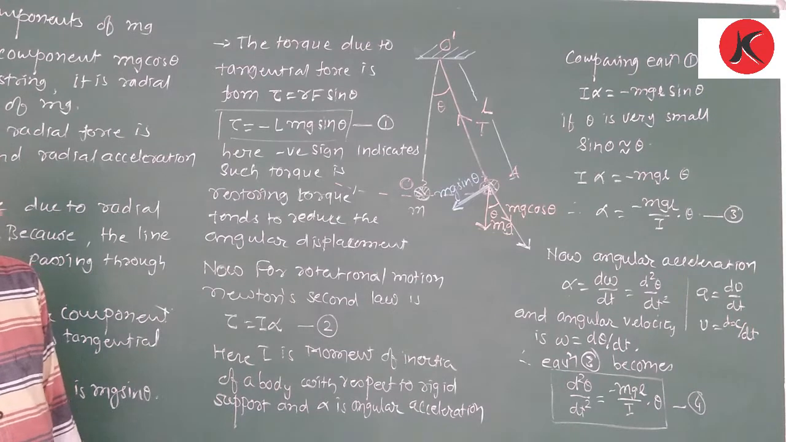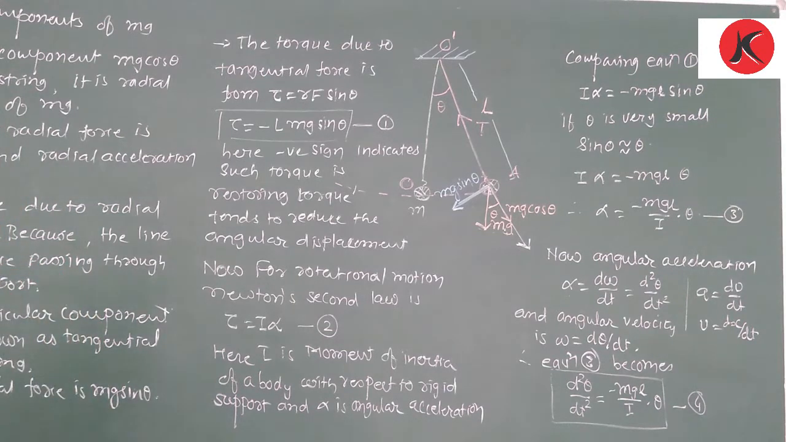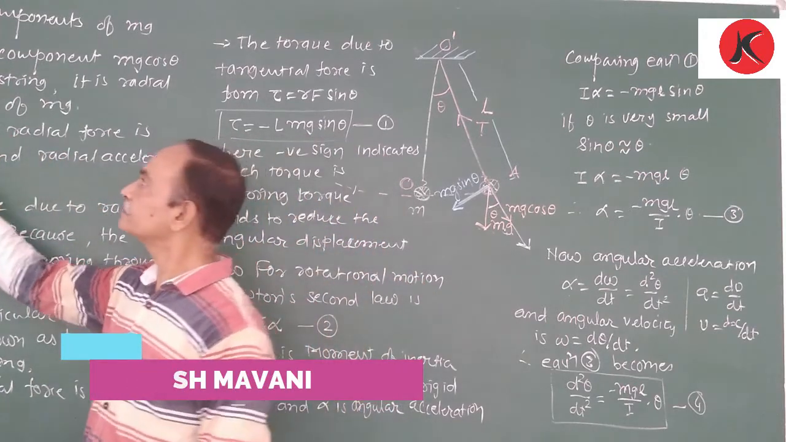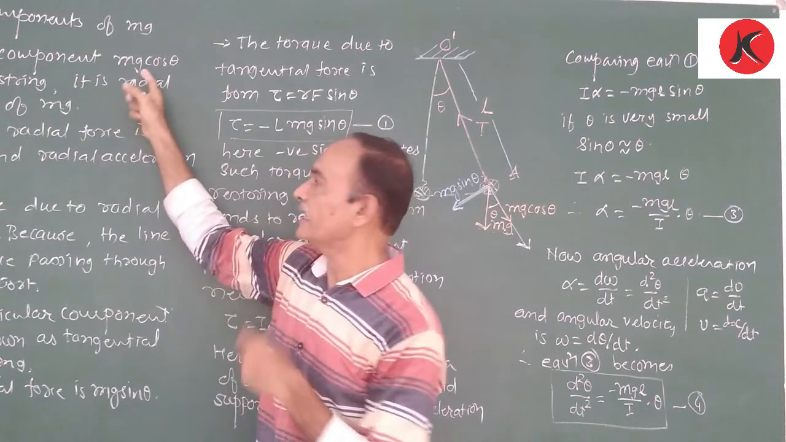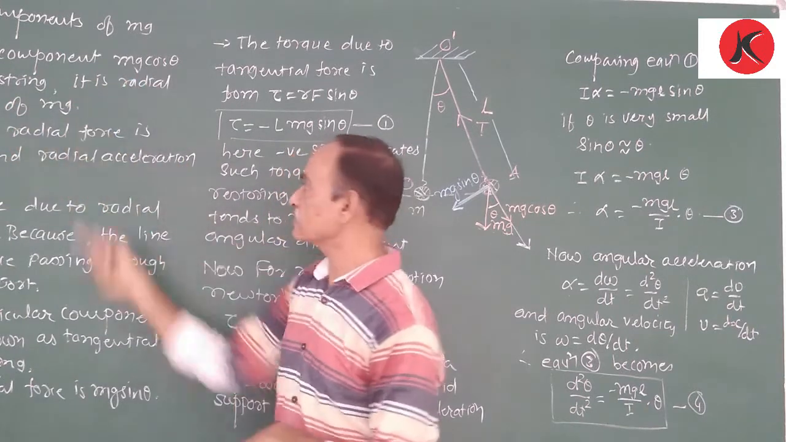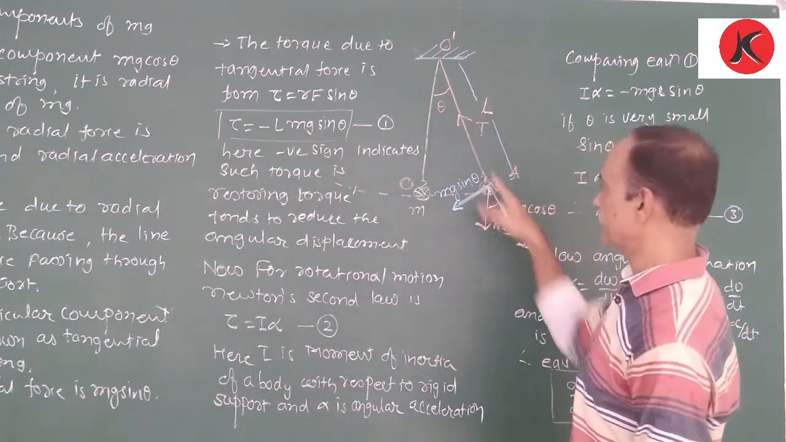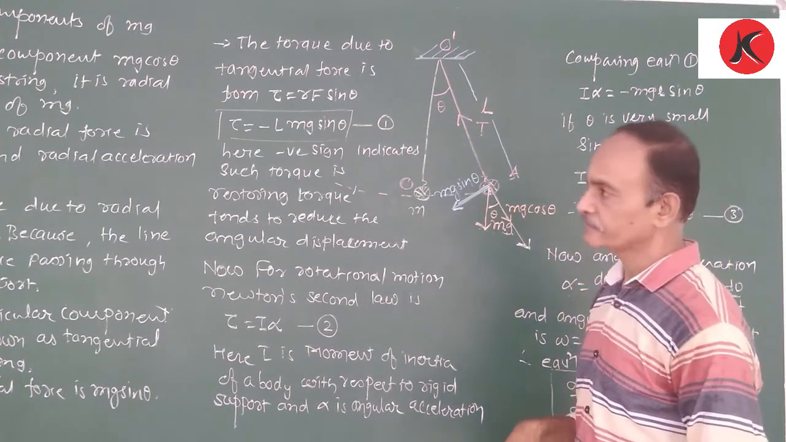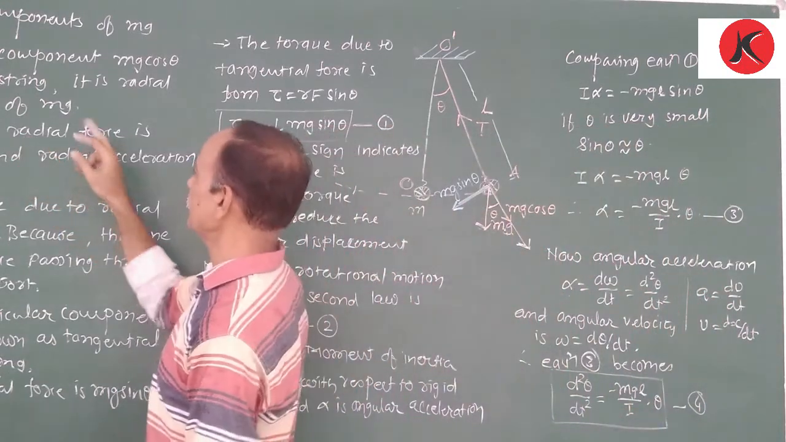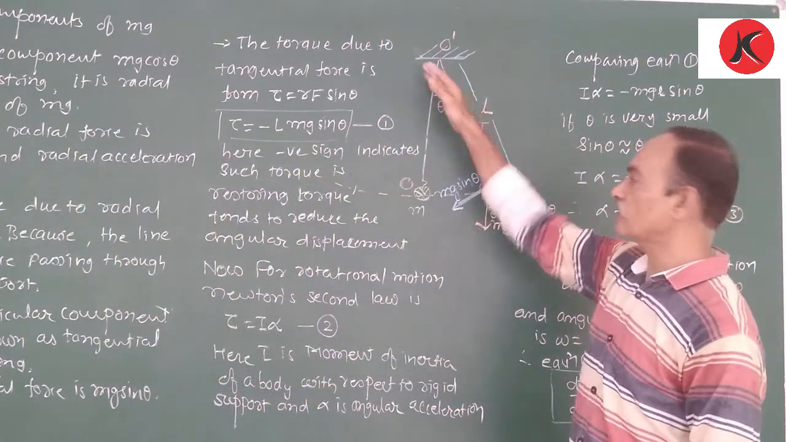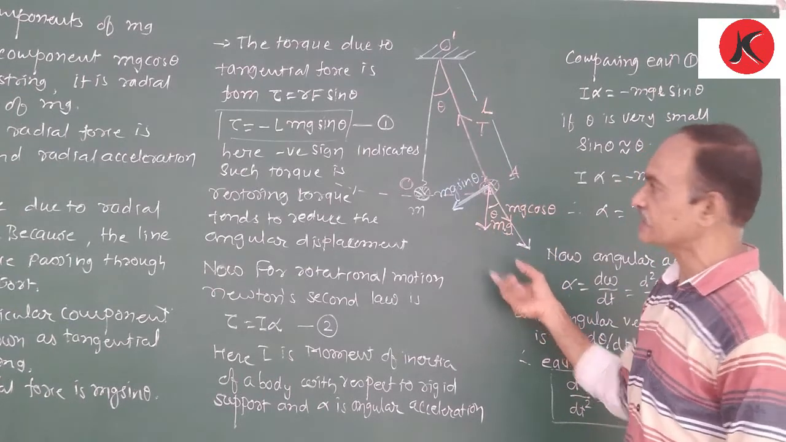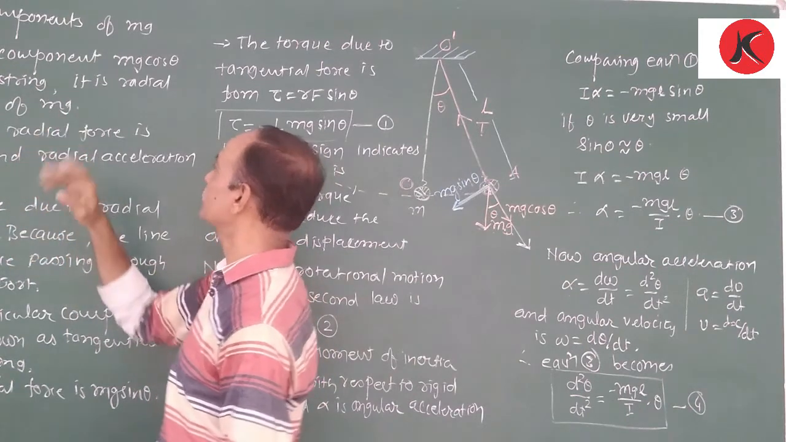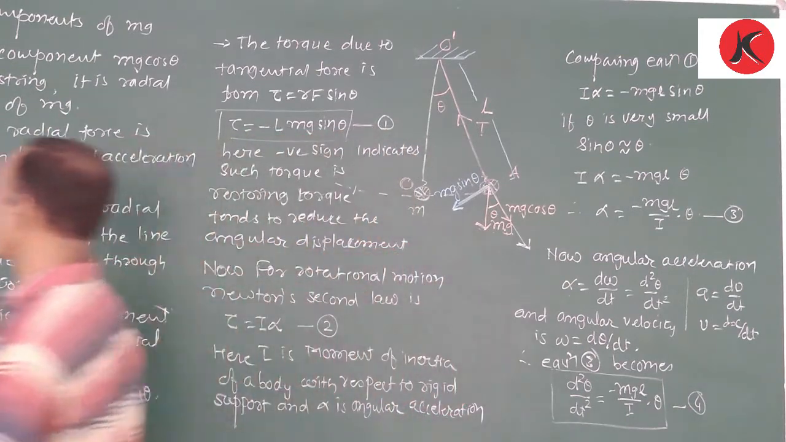Clear this? Okay. Now listen again from this side. Here we consider the two components of weight mg. First is the parallel component mg cos theta along the direction of string. The direction of string is this, so mg cos theta is our radial component. Therefore, the tension T is towards the point of suspension, and mg cos theta is in the opposite direction. Therefore, the total force is T minus mg cos theta.